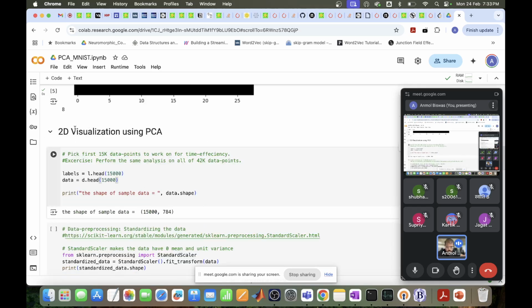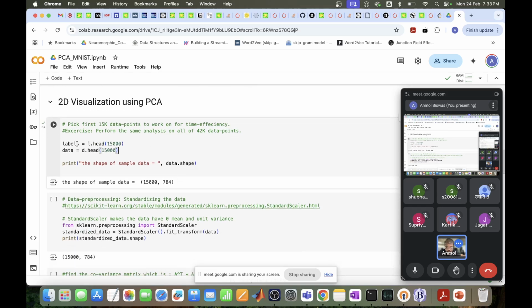So we are going to do visualization. We're going to use PCA for visualization, essentially, right? So here, basically, we are taking a smaller subset of the data. The MNIST train set had 42,000 examples. We're taking 15,000 out of them, right? So that's why the shape of the sample data is 15,000 by 784.